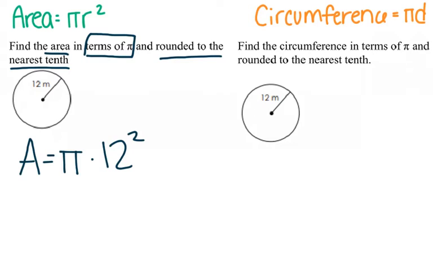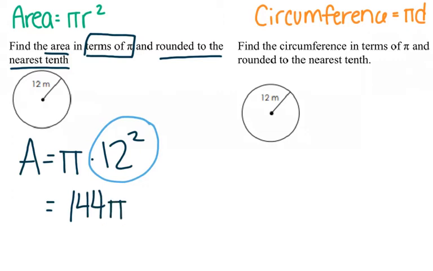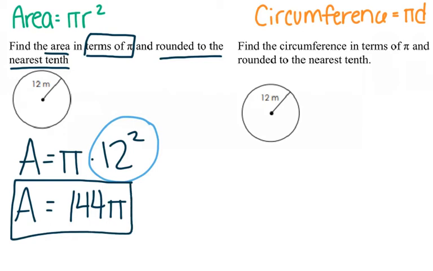If you're going to do it in terms of pi, you're just going to take the numbers. So 12 squared is 144. And you always put a whole number in front of pi when you write it. So that is your answer of area in terms of pi.